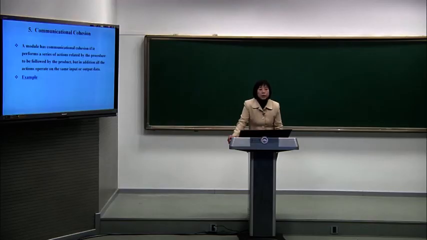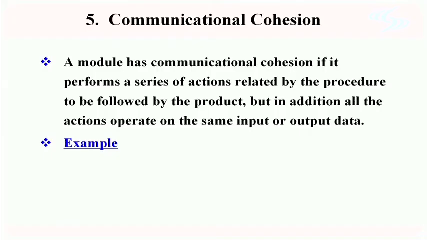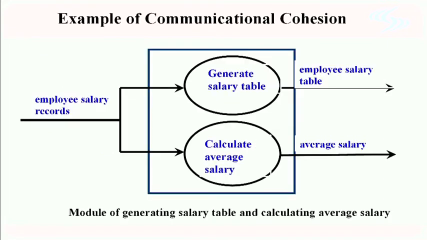Level 5, communicational coherence. A module has communicational coherence if it performs a series of actions related by the procedure to be followed by the product, but in addition, all the actions operate on the same input or output data.